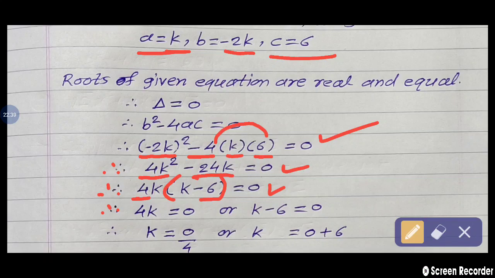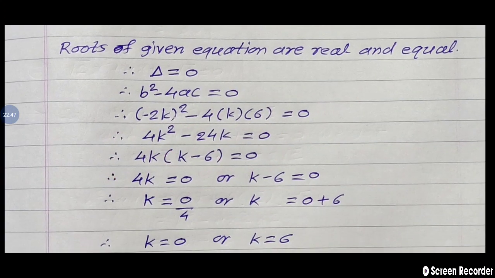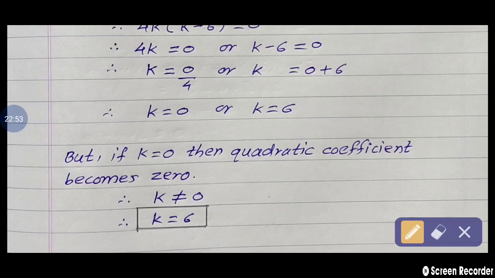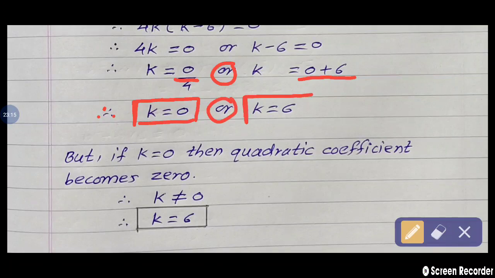Both these factors compare with 0. So 4k equal to 0 or k minus 6 equal to 0. In the next step, 4k means 4 multiplied by k. Is it right? So 4 is multiplied, shift on the right hand side, then divide. Therefore k is equal to 0 divided by 4, or k minus 6 equal to 0, taking 6 on the right hand side, then plus 6. So k is equal to 0 divided by any number, answer is 0. So the first value of k is 0, or the second value of k, that is 0 plus 6, means nothing but 6. So k is equal to 6.